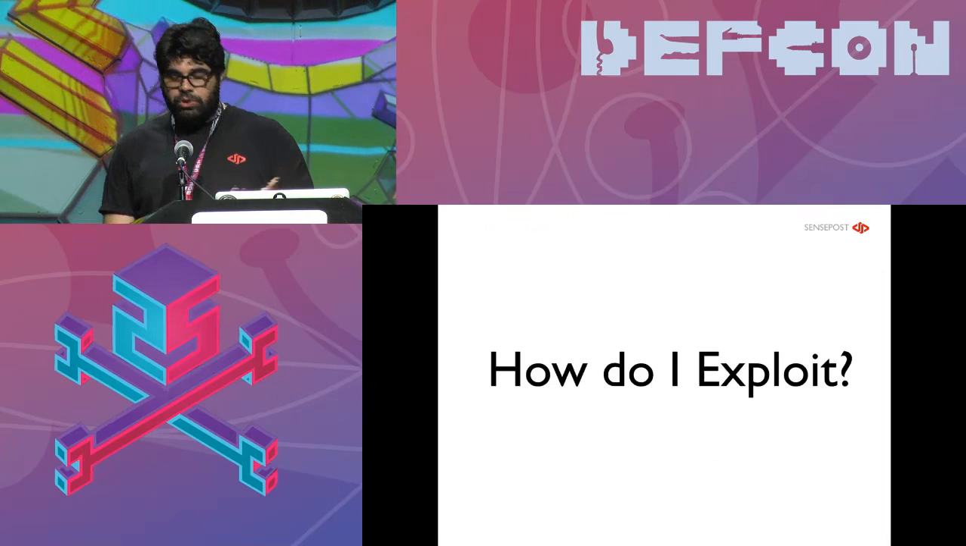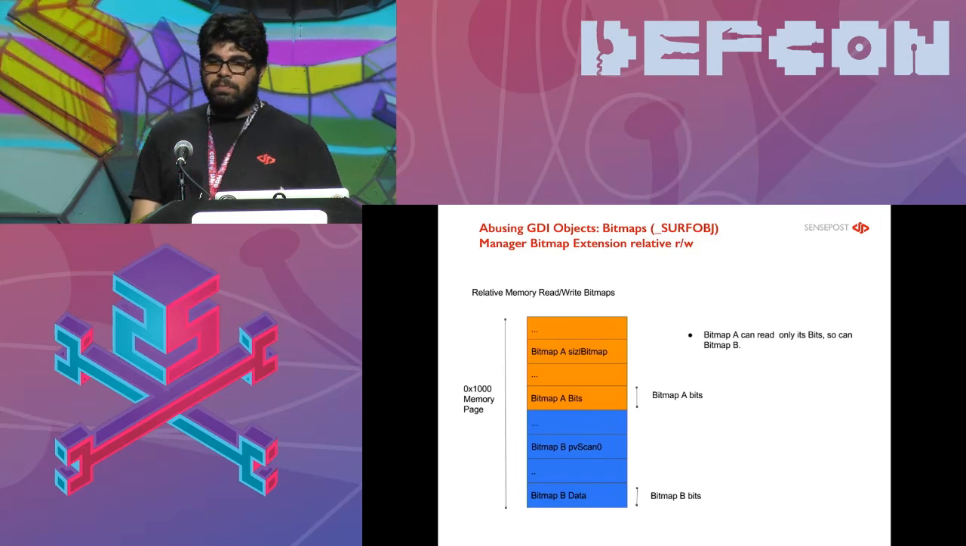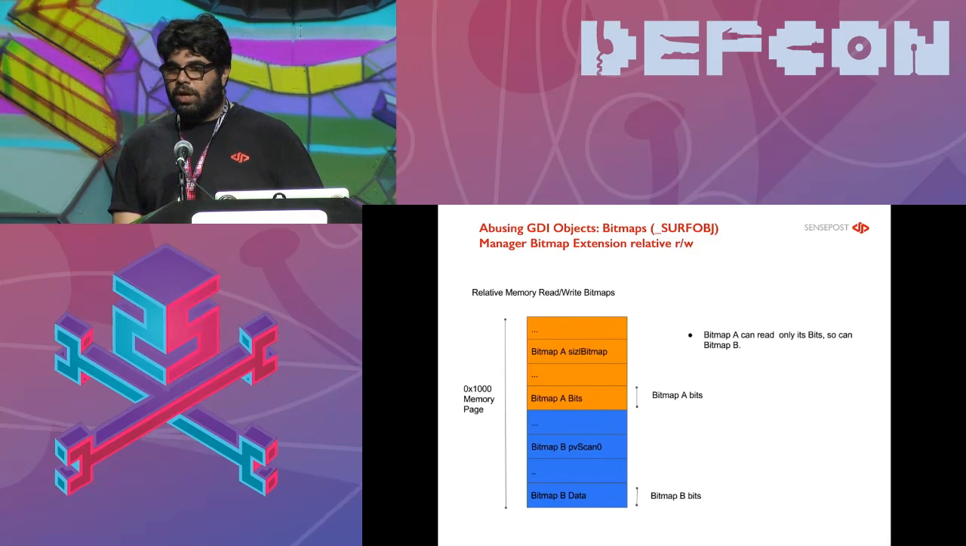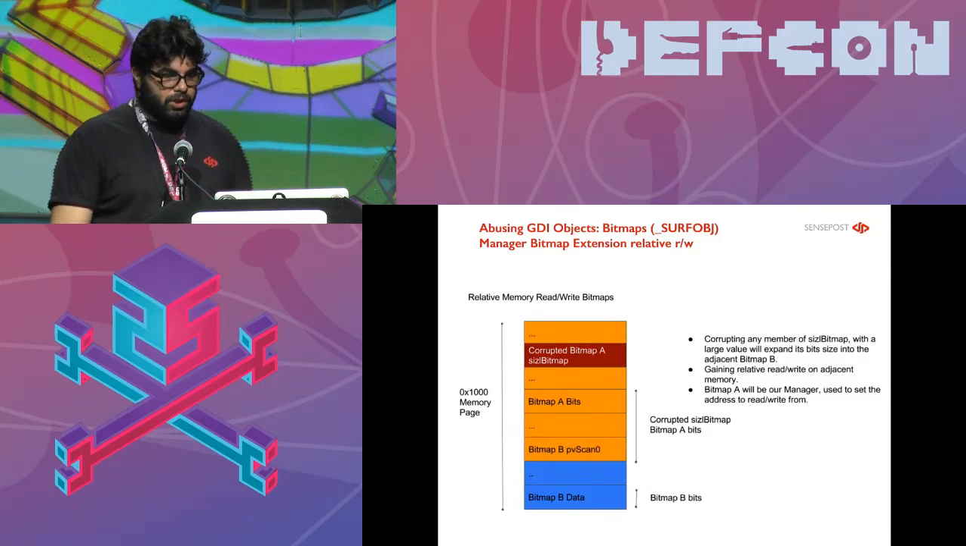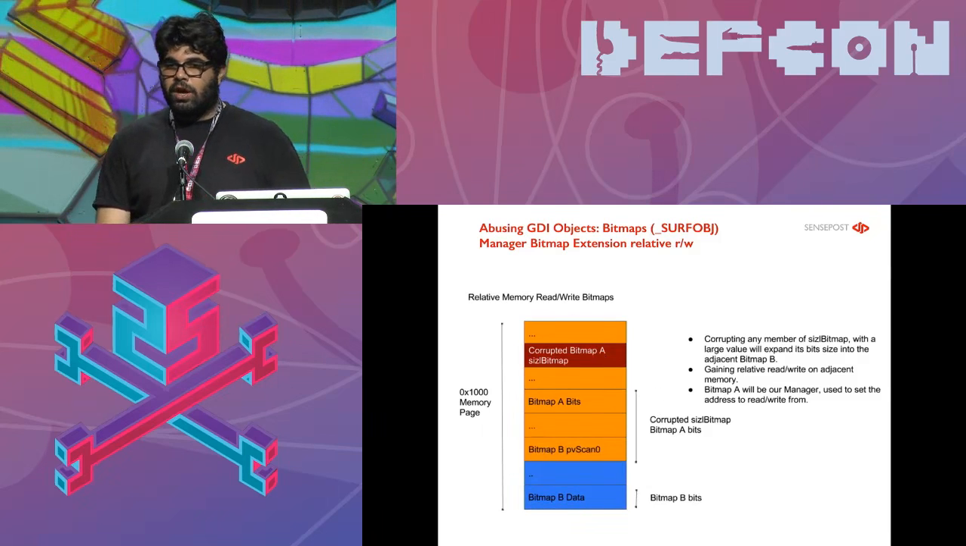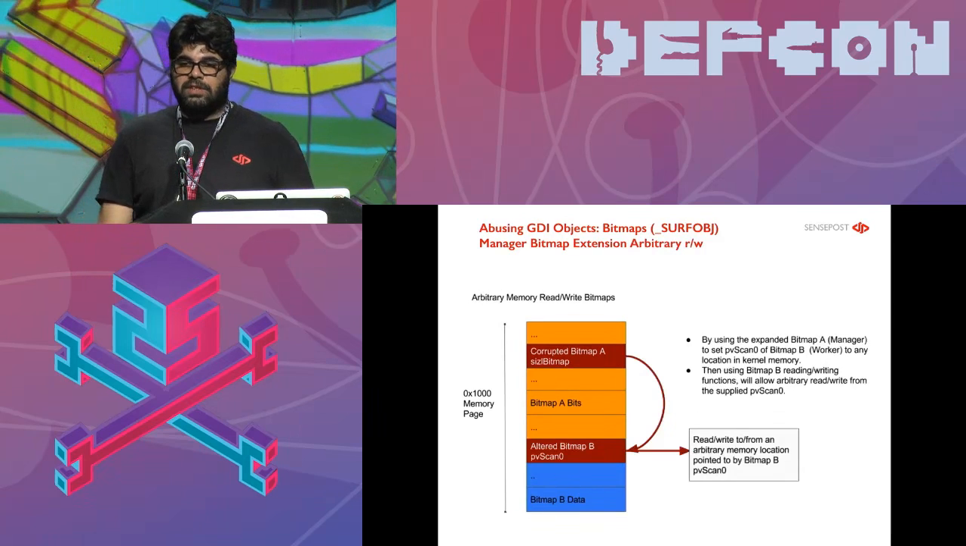So how do we exploit or abuse bitmaps? Basically, consider that we have two bitmaps located adjacent to each other as a result of our kernel pool spray. If you have a pool corruption that allows you to overwrite the width or height of the sizlBitmap, that effectively extends this bitmap to write into the adjacent bitmap's memory. Then we can use that as a manager and overwrite the pvScan0 of the second bitmap, and then we're able to read and write from any point in memory.